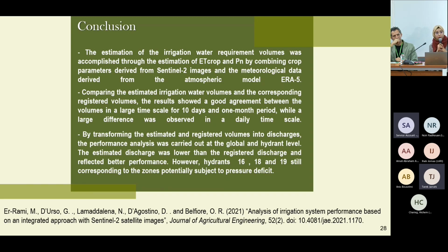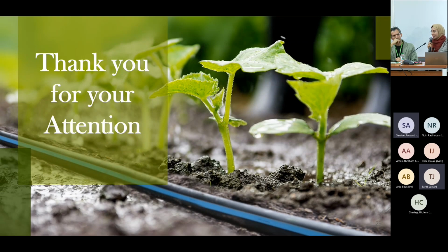And if you want to know more about this, this is the paper titled Analysis of Irrigation System Performance based on an integrated approach with Sentinel-2 satellite images. And that's it. Thank you so much.